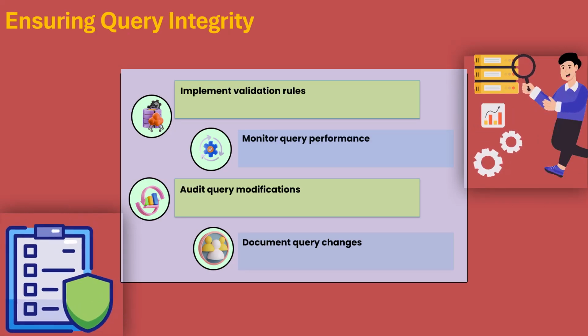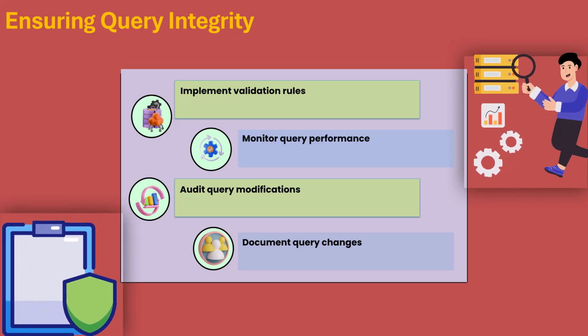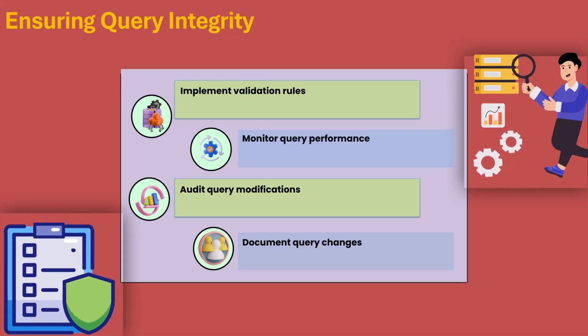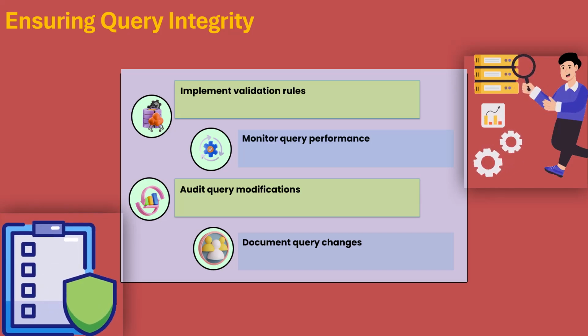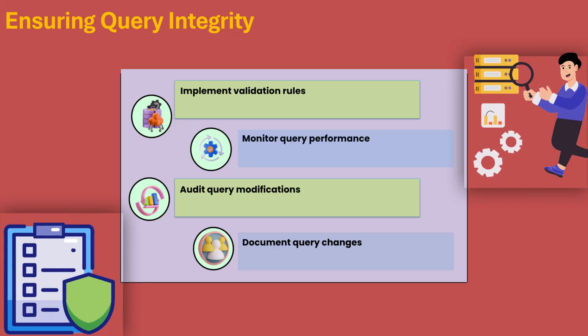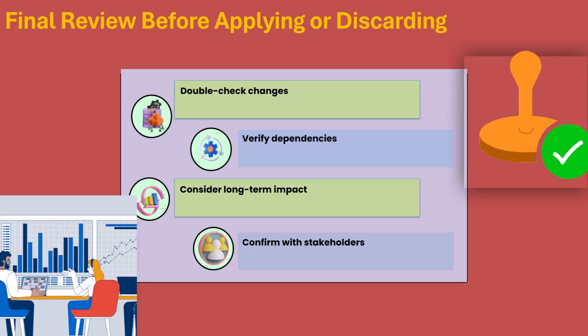Query integrity is like keeping a car well maintained. It runs smoother when checked regularly. Validation rules prevent errors, performance monitoring keeps things fast, audits catch unwanted tweaks, and documentation ensures transparency. Before hitting discard, take a deep breath and double-check everything. Dependencies can create unintended messes, long-term impact matters, and getting stakeholder confirmation ensures no regrets.